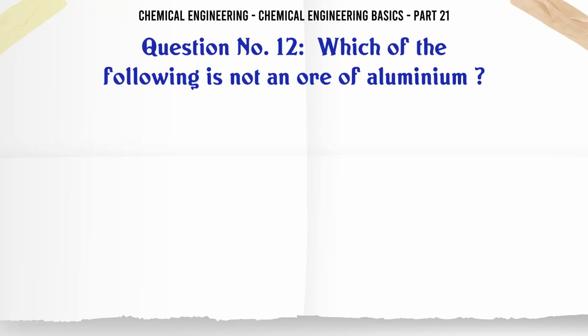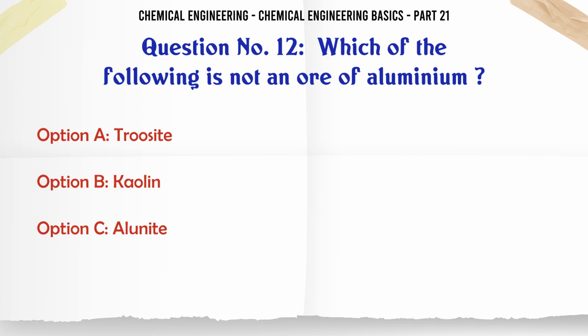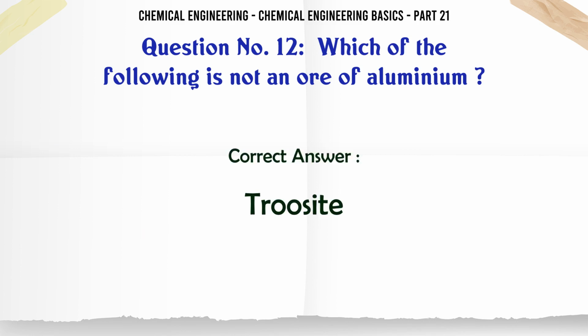Which of the following is not an ore of aluminium? A. Brucite, B. Bauxite, C. Alunite, D. Cryolite. The correct answer is brucite.